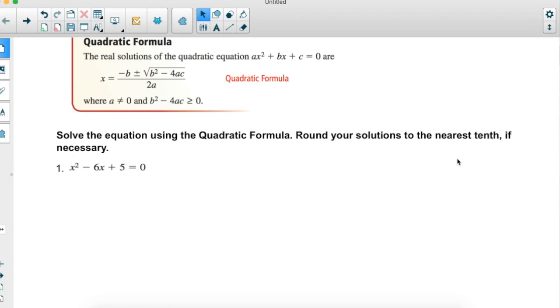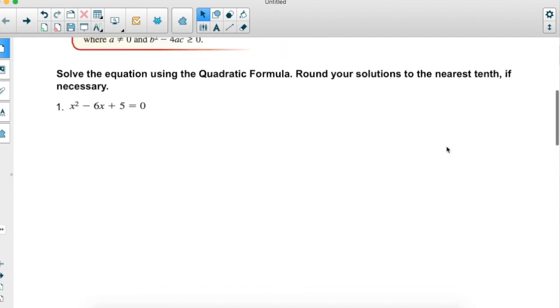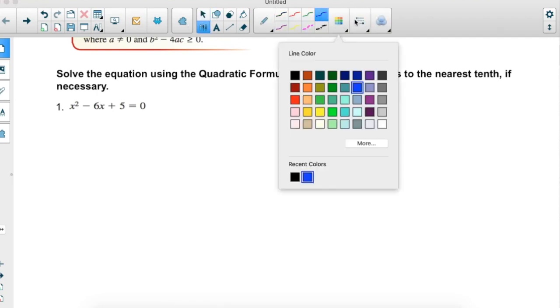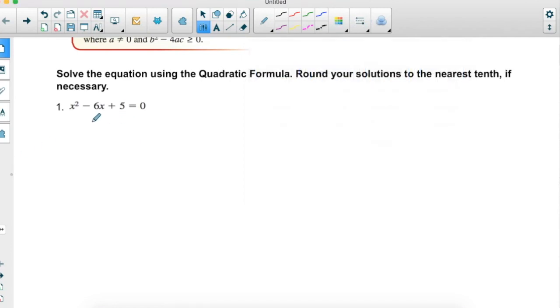Okay, so let's look at number 1. Now, your quadratic equations have to be set equal to 0. So if they're not, you're going to have to move some things around so that it's equal to 0. Since we're already set up equal to 0, we can just go ahead and get started. So x squared minus 6x plus 5 equals 0.